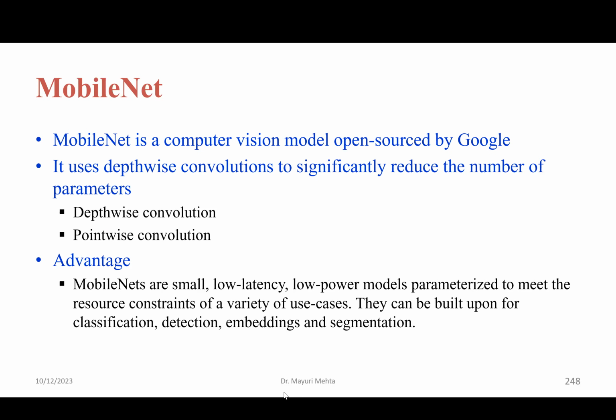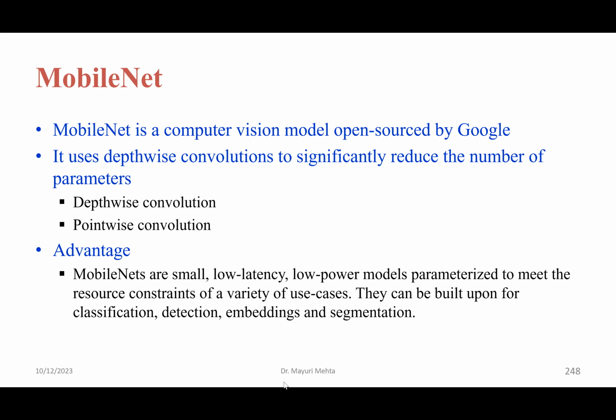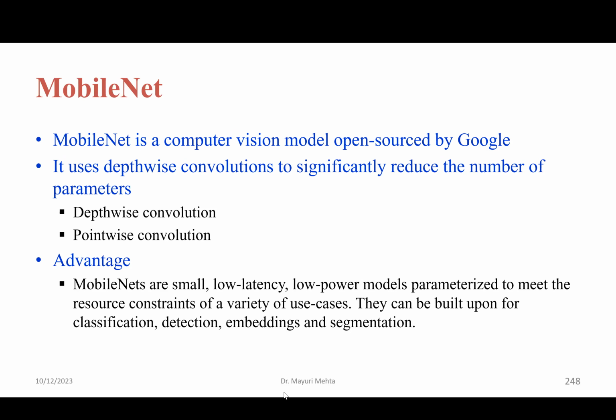So far we have seen several architectures. We have seen AlexNet, VGG16, then InceptionNet, then ResNet, and now we are discussing MobileNet. Fine. So MobileNet, let me tell you what is the primary difference between MobileNet and previous versions of pre-trained CNN.